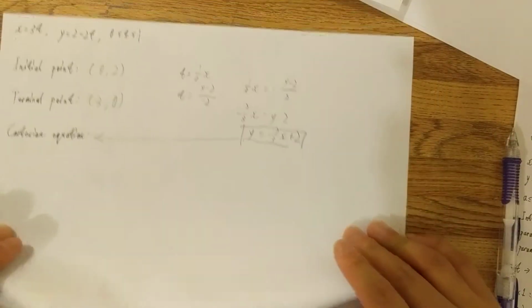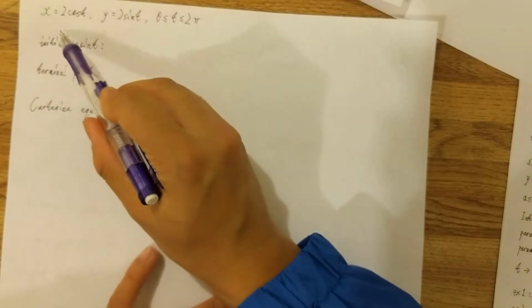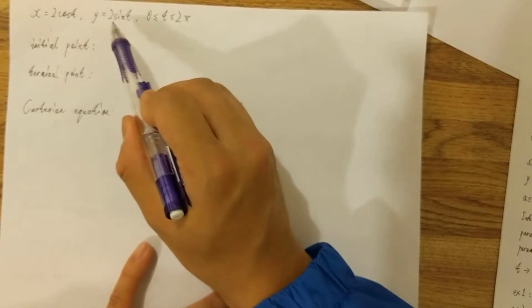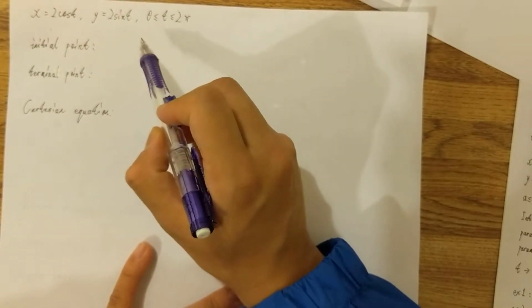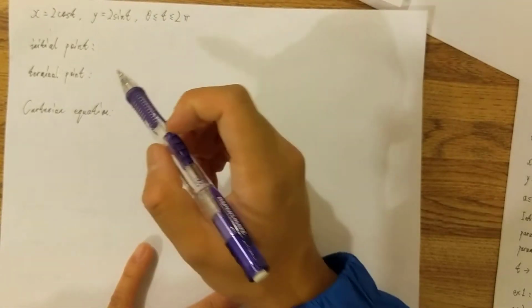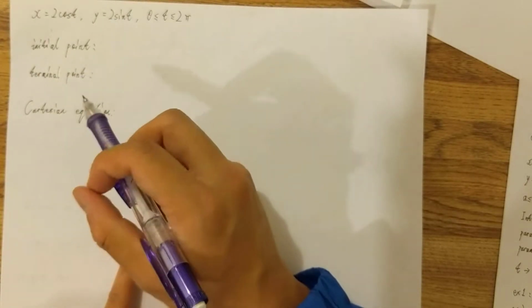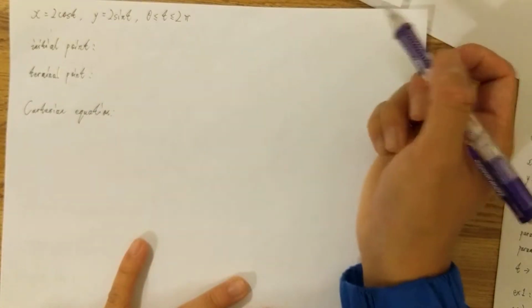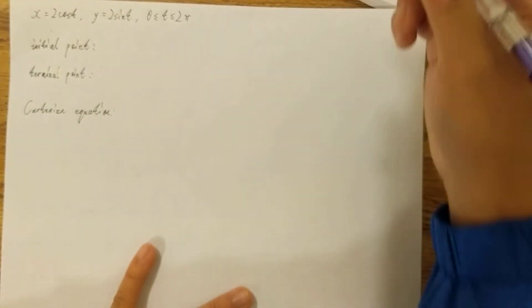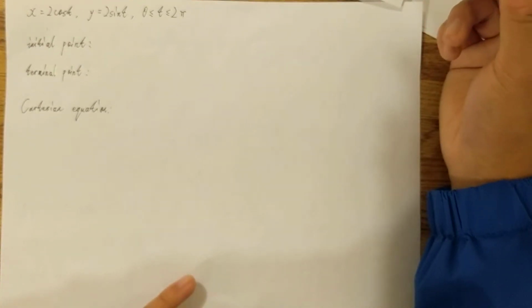Okay, now let's go to the second example. So say we have x represented by 2 cosine t, y represented by 2 sine t, and then the parameter interval is between 0 and 2 pi. So this time I want you to do it on your own. Find the initial point, terminal point, and Cartesian equation of the parametric equation with the help of a calculator. So I encourage you to pause the video and come up with a solution yourself. When you're finished, you can continue the video, and then we'll discuss the answer together to see if you did it correctly.